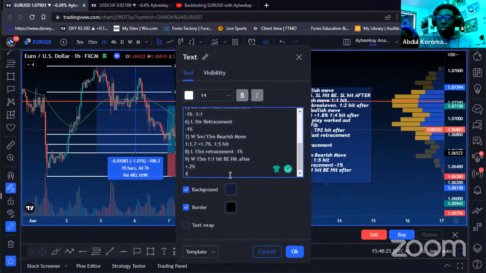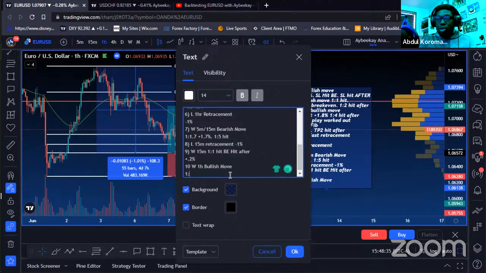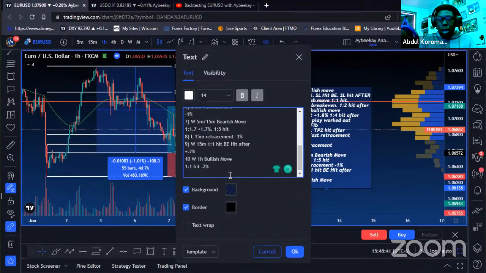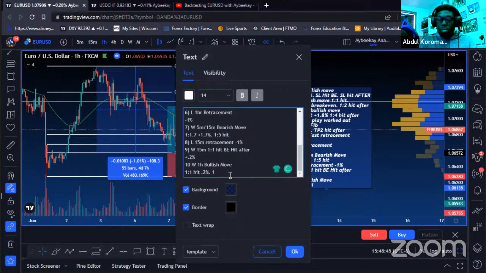But number 10, that's a W. It was a 1 hour bullish move. 1 to 1 hit, 0.2%. And I'm gonna say 1 to 2 hit because it's about to. 2 hit. So that's plus 1.8%.